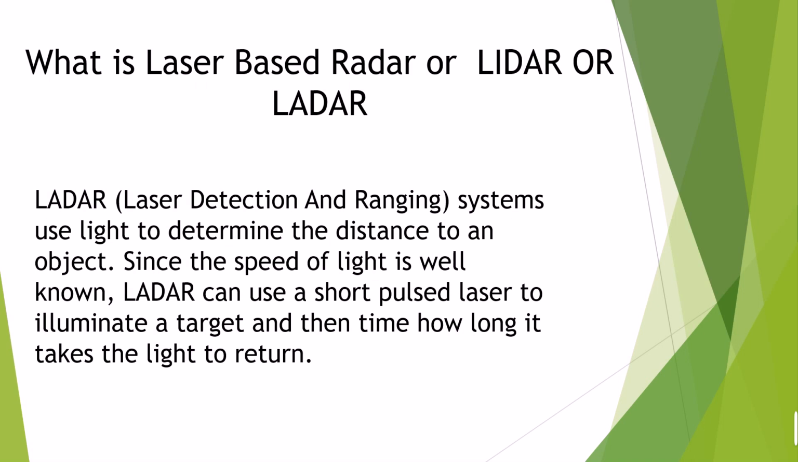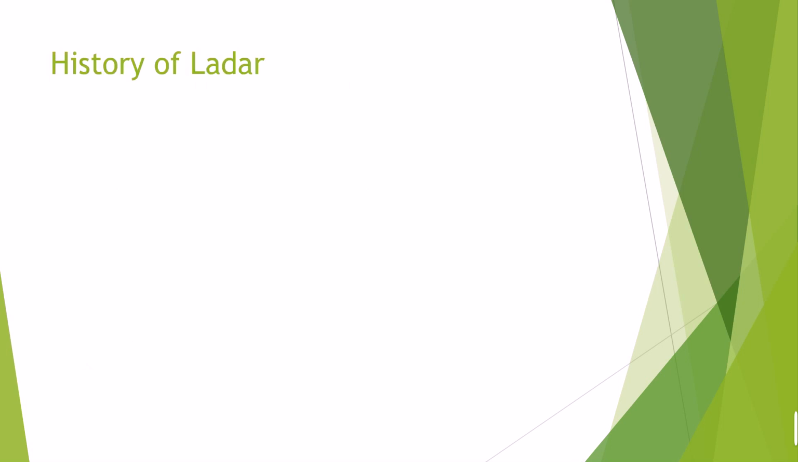LiDAR stands for laser detection and ranging. This system uses light to determine the distance to an object since the speed of light is well known. Radar can use a short pulsed laser to illuminate a target and then time how long it takes the light to return. Now let's talk about the history of LiDAR.